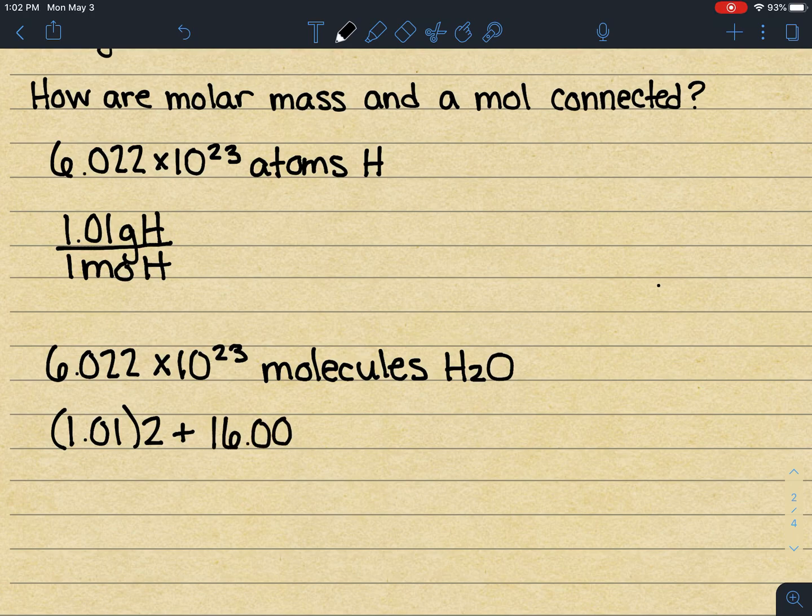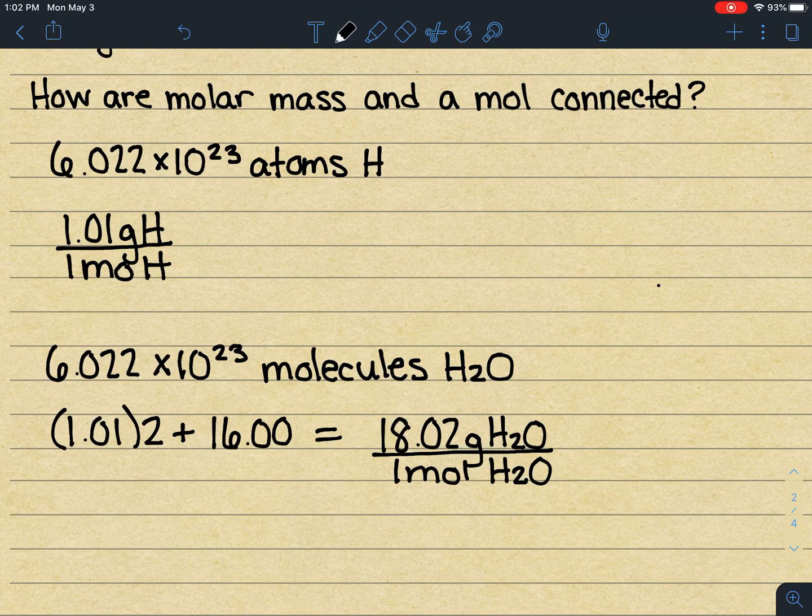And again, where I'm getting those numbers from is that molar mass sheet that you guys were given. So that gives me a molar mass for water of 18.02 grams of water for every 1 mole of water that I have. And again, 1 mole of water will contain 6.022 times 10 to the 23rd molecules of water. Now I could use percent composition and I could figure out what percentage of that mass is hydrogen or what percentage of that mass is oxygen.